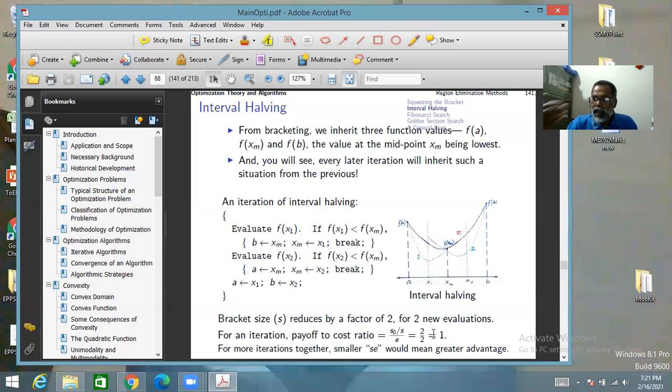Now, as you continue with more iterations, you find that the size of the interval goes half, quarter, 1/8, 1/16, and so on, a geometric progression. On the other hand, the number of evaluations will be 2, 4, 6, 8, an arithmetic progression. So with more evaluations, the advantage will be higher. For comparing this method with other competing methods, you can take the product SE, that is, final interval size times number of evaluations per interval, per iteration. So that will give you the payoff to cost ratio over a number of iterations or a number of evaluations. So this is one method.